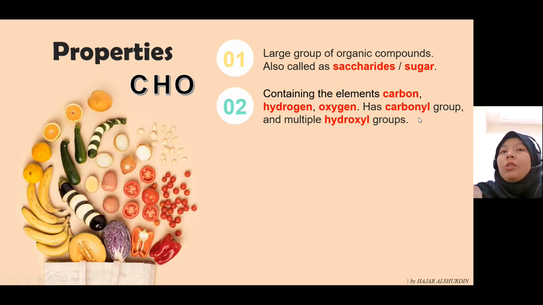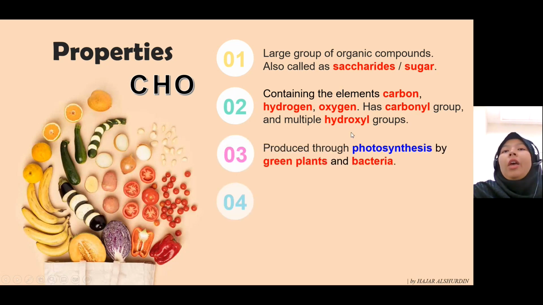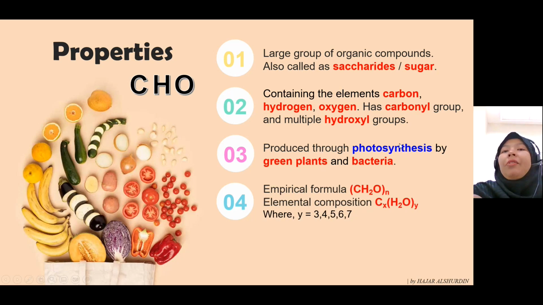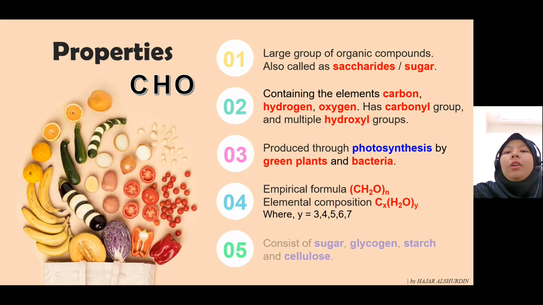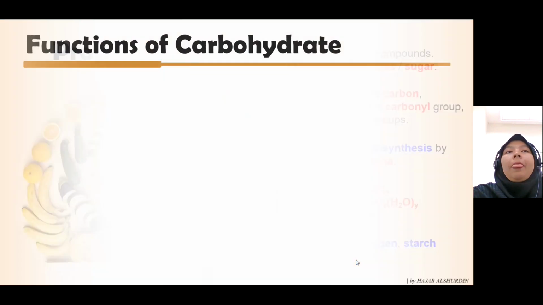It also has a carbonyl group. Remember carbonyl group? Okay, and multiple hydroxyl groups. It is produced through photosynthesis by green plants and bacteria. And so this is the empirical formula. You just add numbers here, and then you will get the composition of the carbohydrate. It consists of sugar, glycogen, starch, and cellulose. So these are the types of carbohydrate.